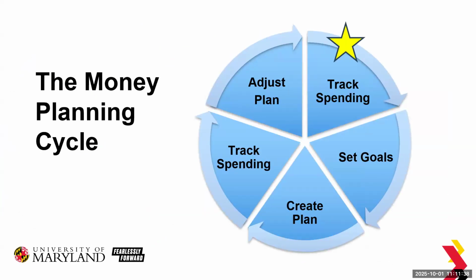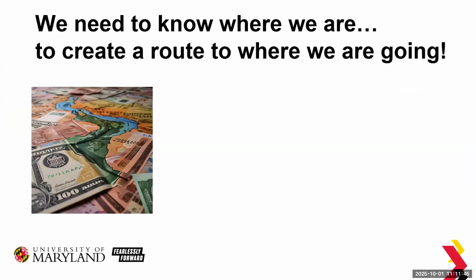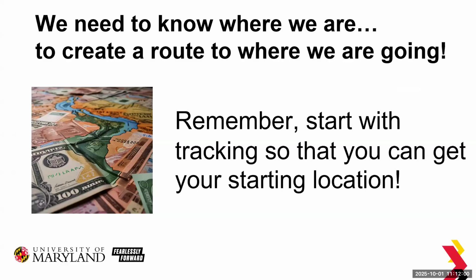So now we're going back to our cycle, and the first step in that cycle is tracking spending. And so here we go. We need to know where we are to create a route to where we are going. So that's what we're trying to do when we're talking about tracking spending. And again, remember, start with tracking so that you can get your starting location. You need to know where you're at before you can get started.